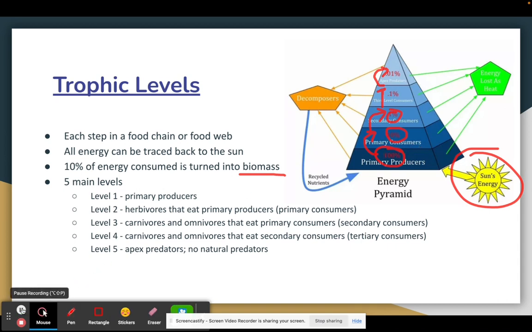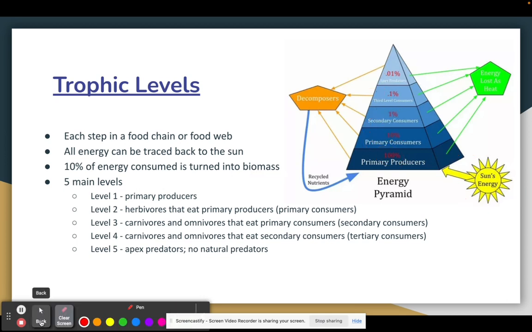What I want you to realize is that because the producers make so much energy from the sun, primary consumers actually don't need to eat as much as organisms that are tertiary level consumers or apex predators. By the time of the food an apex predator eats, most of the energy that has been produced by the primary producers has been used up by the organisms along the way. So that's actually why apex predators need to eat a lot more than primary consumers do.